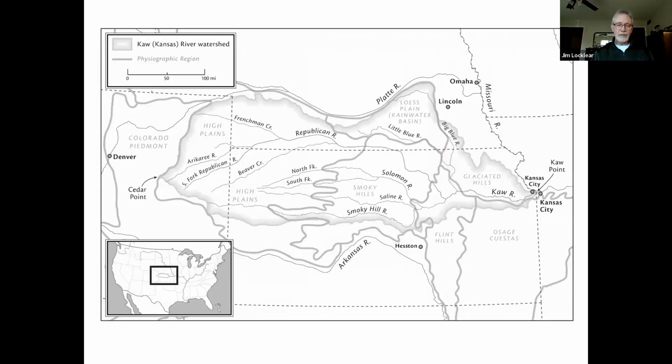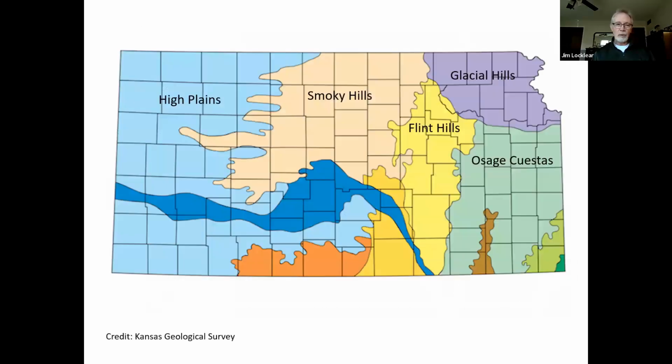This map shows that the Kaw rises on the high plains and traverses through the Smoky Hills in Kansas, the Lusk Plain in Nebraska, and glaciated region in eastern Kansas, and the Flint Hills in Kansas. This map shows it a little bit more clearly. This is a map of the physiographic regions of Kansas.